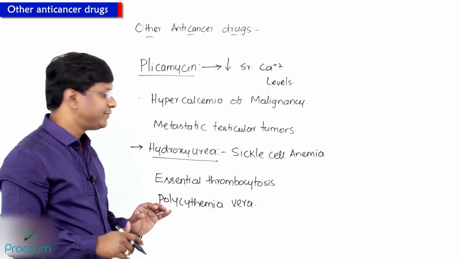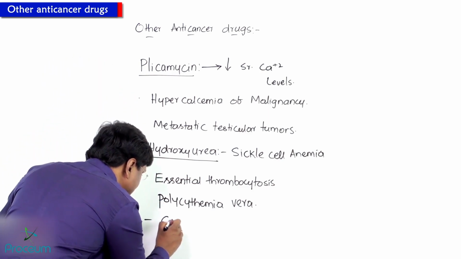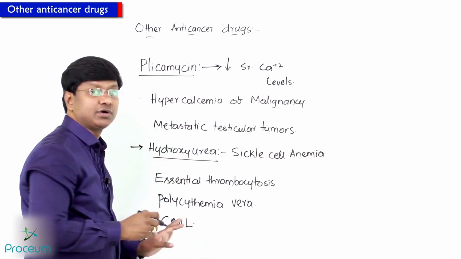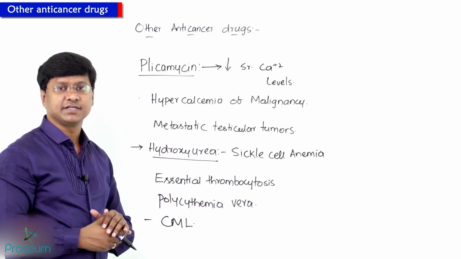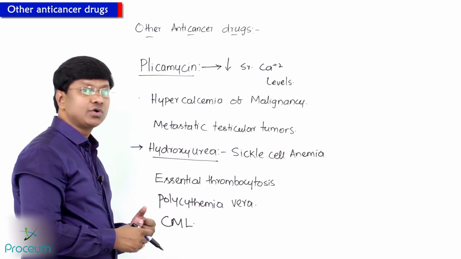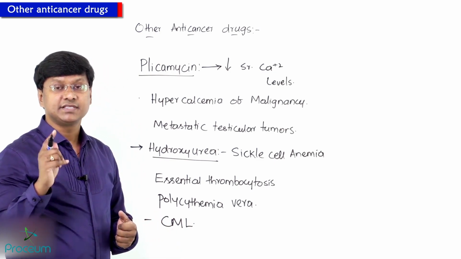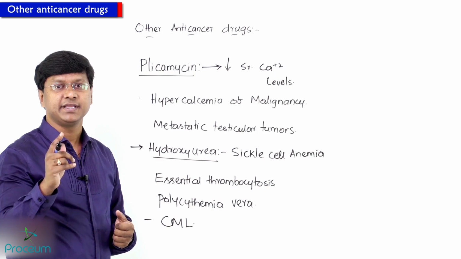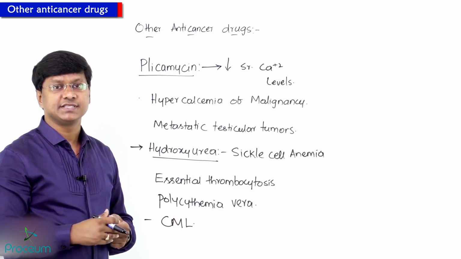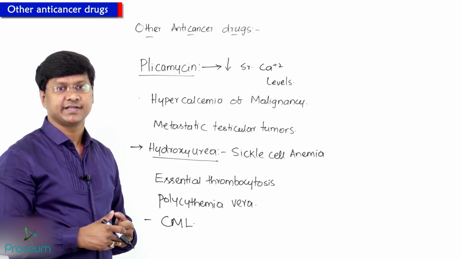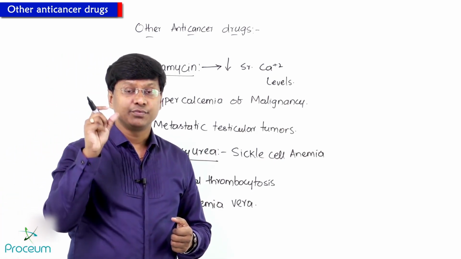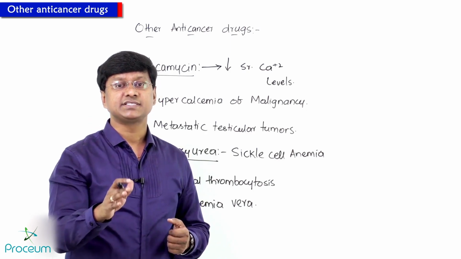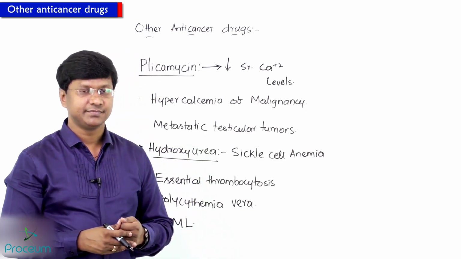Hydroxyurea can be used in case of chronic myeloid leukemia. Now how does this drug act in chronic myeloid leukemia? Remember, hydroxyurea acts by inhibiting the important enzyme ribonucleoside reductase. Ribonucleoside reductase enzyme is required for the rate limiting step in the synthesis of DNA.